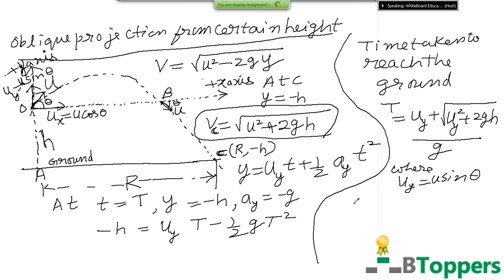So after calculating the time taken to reach the ground, in case you are asked to find the horizontal distance covered when it reaches the ground, that means the distance between the points A and C, the horizontal distance is covered with a constant velocity of magnitude u cos theta. So total horizontal distance covered when it reaches the ground is equal to horizontal component of velocity times total time. That's the method you can follow in case you are given a problem on oblique projection from a certain height above the ground.